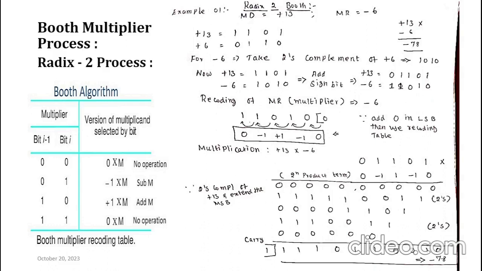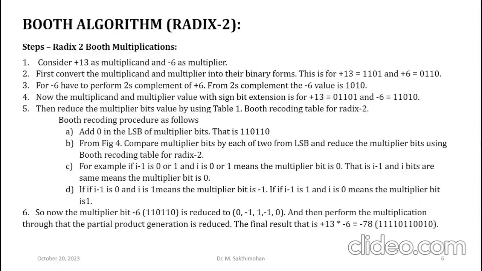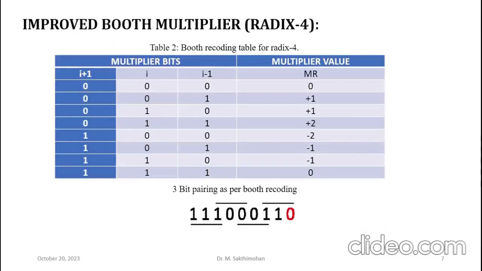The MSB is 1, so it is a sign bit. This is the Radix 2 process of the Booth multiplier. The same thing is explained here in a theoretical manner in this slide. And next we are going to discuss the Radix 4 multiplier.